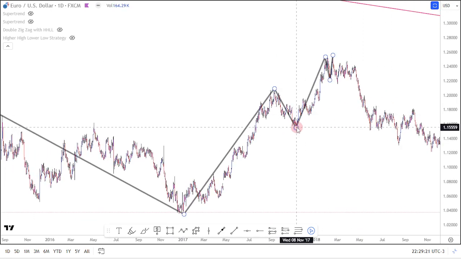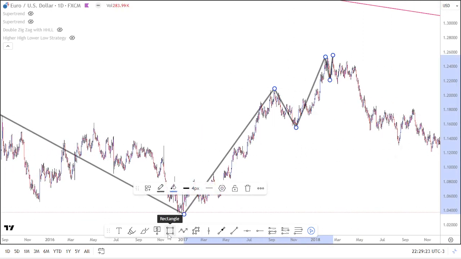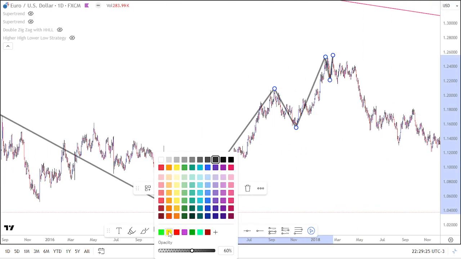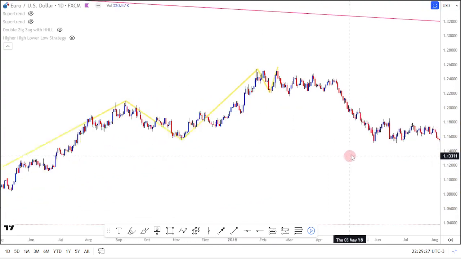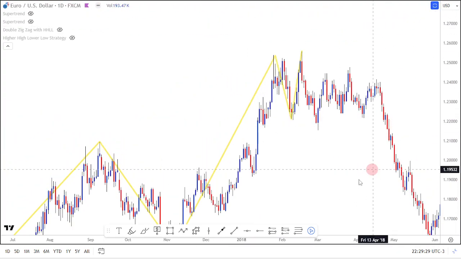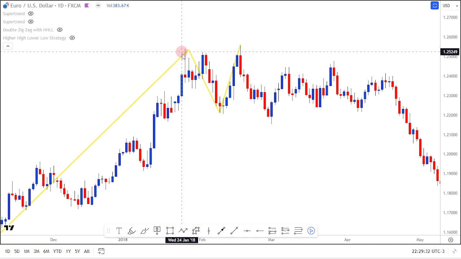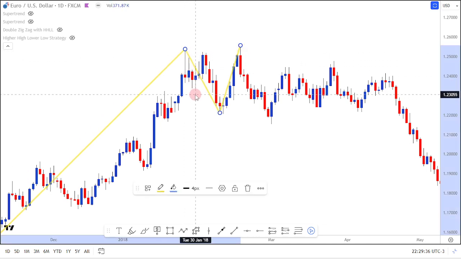So I'm going to bring it down so we can see that. Change color to yellow. So let's see, do we have a retracement here? Yes, we have a retracement, lower lows, lower high. Talking about short-term trend, this is a higher low. Okay, this is a higher low.